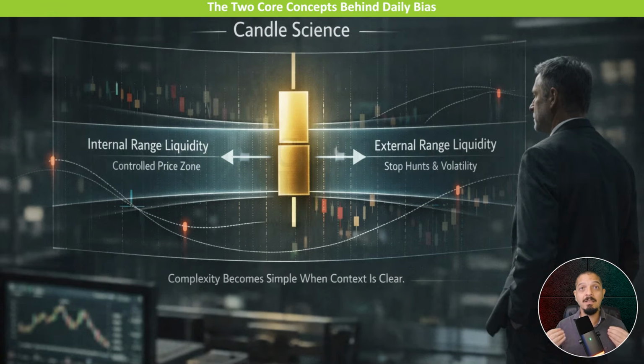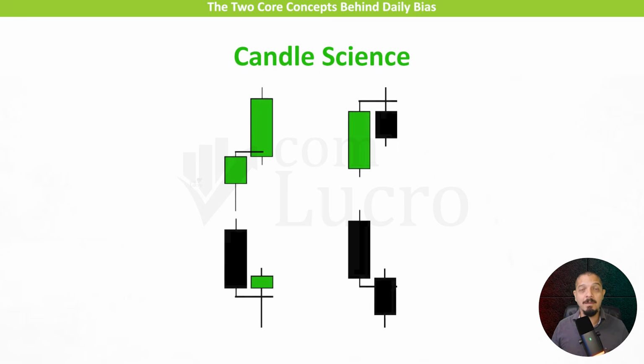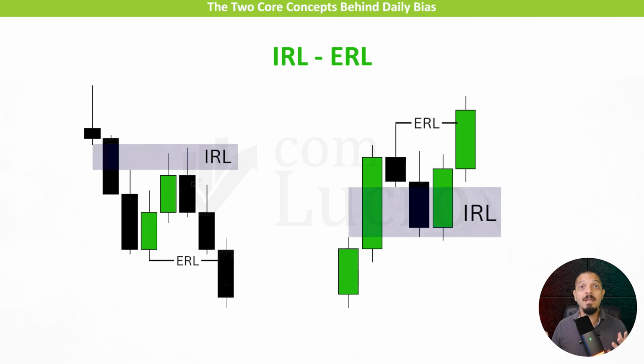Understanding daily bias is one of the most important skills a trader can develop. It is often described as one of the most complicated ICT concepts, but in reality, it is very, very simple once you know what to look for. All you need to do is clearly understand these two concepts, and once you do, everything starts to make sense. The first one is the concept of candle science, and the second one is the concept of internal range liquidity through external range liquidity. So now let's break them down and go through them one by one.